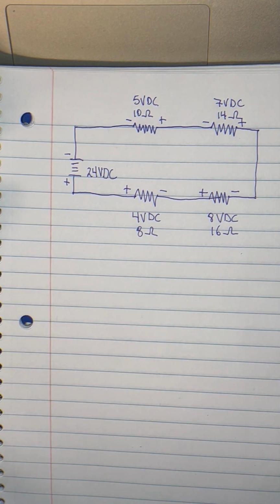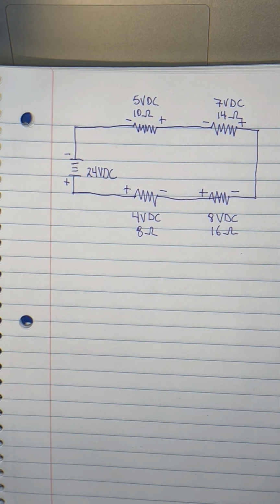So yesterday we were talking about voltage drop in series circuit. Like we mentioned before, in a series circuit, the sum of all the voltage drops across all the resistors must equal the voltage applied to the circuit.